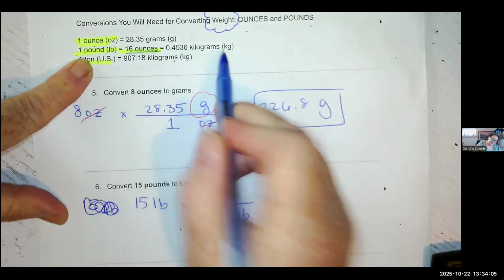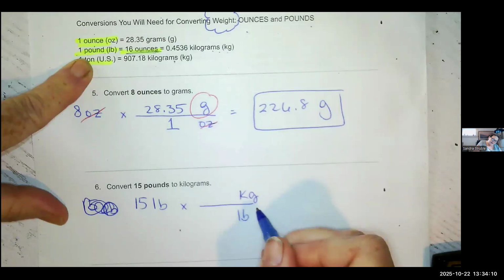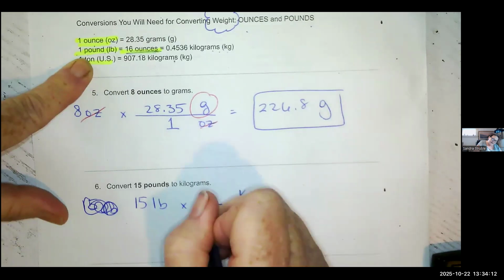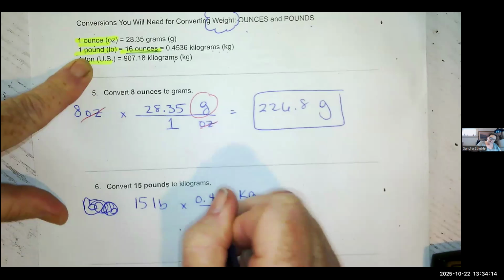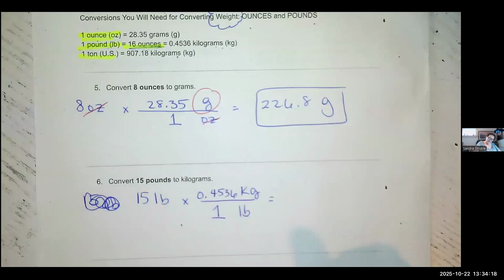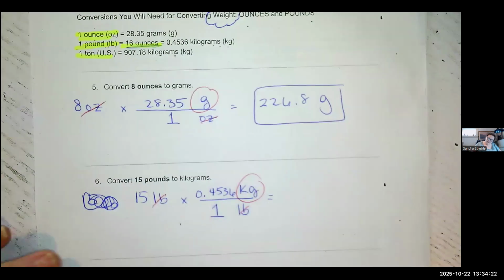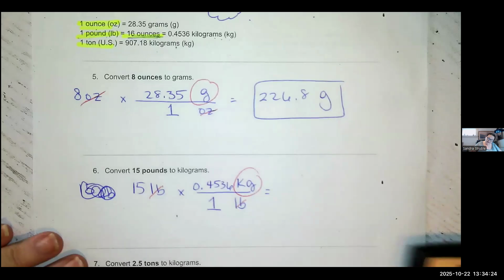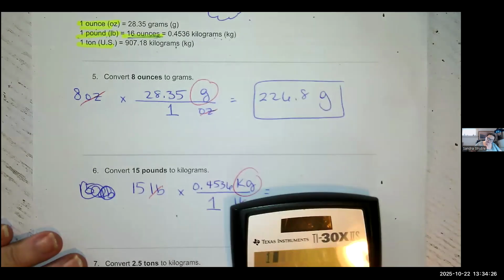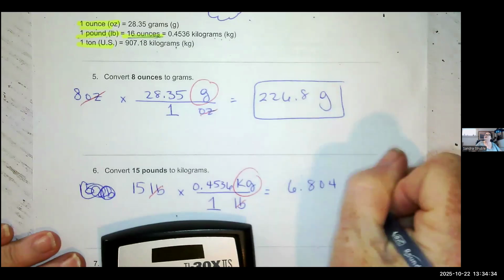So I can just do that, plug in my numbers. 1 pound is the same as 0.4536 kilograms. Multiplying straight across, pounds are gone, left with kilograms. There's no dividing on this one because we've got 1 in the denominator. And it's just a 1 step. 15 times 0.4536 is 6.804 kilograms. Please do not round unless I asked you to.